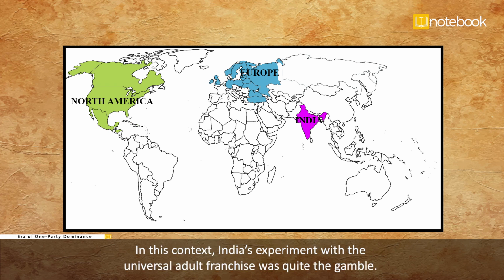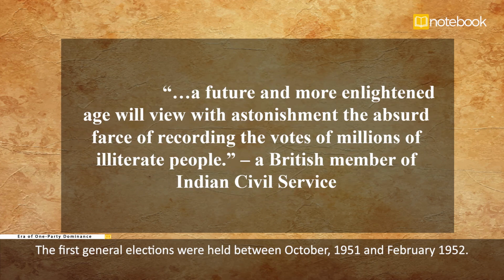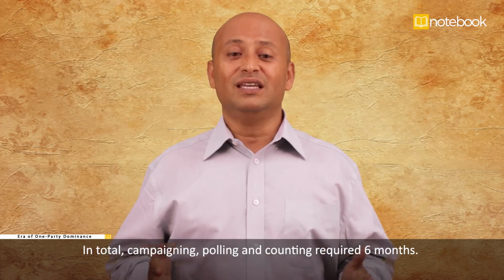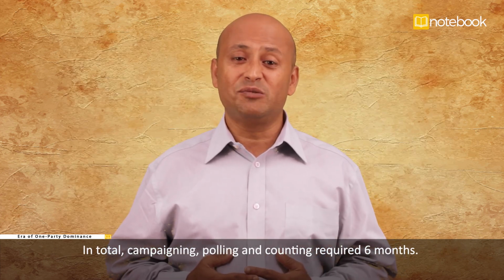In this context, India's experiment with the universal adult franchise was quite the gamble. Journalists were quite skeptical of the process, and some even believed that Nehru would live to regret it. The first general elections were held between October 1951 and February 1952. In total, campaigning, polling and counting required 6 months.